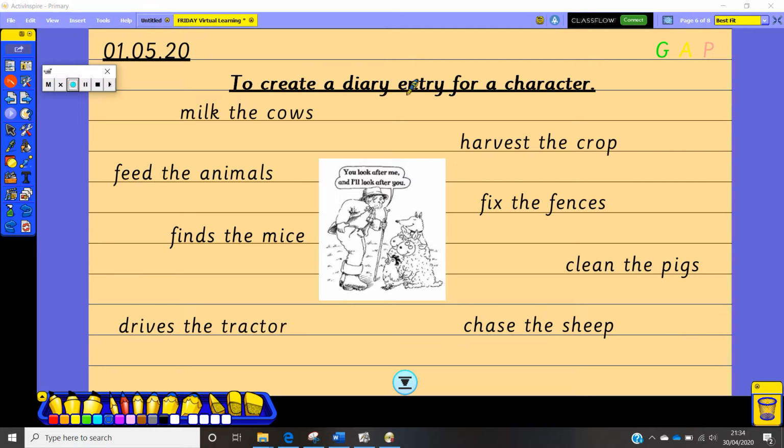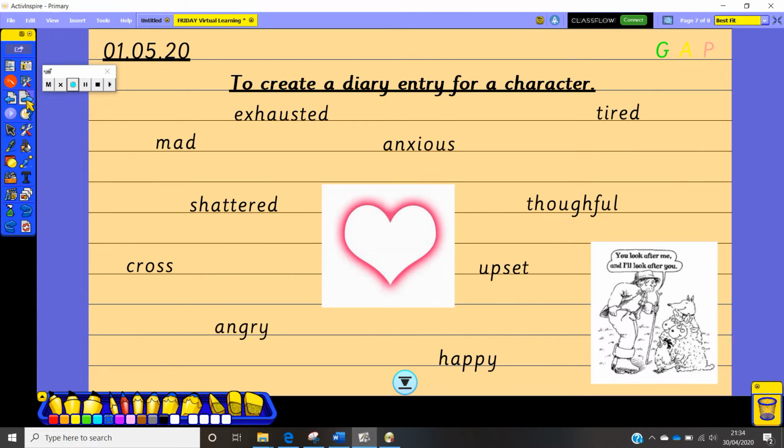So we're going to create a diary entry for Farmer Rafferty, and we're going to write it as though we are him. So just before we move on to looking at our diary entry, we're going to have a think of all of the feelings that Farmer Rafferty might have during a normal working day on the farm. Because I can imagine that sometimes he's really, really happy on the farm, other times he might have different feelings. So here's some ideas of the feelings he might have.